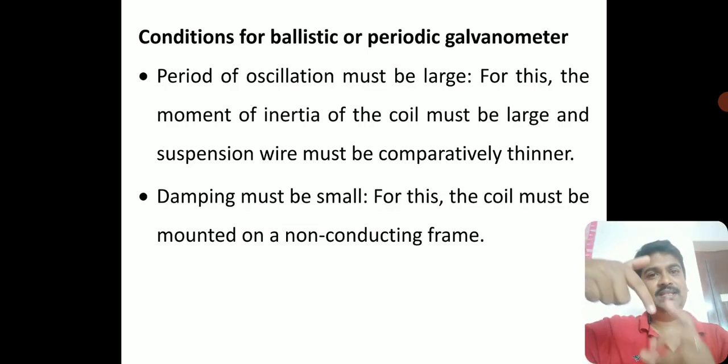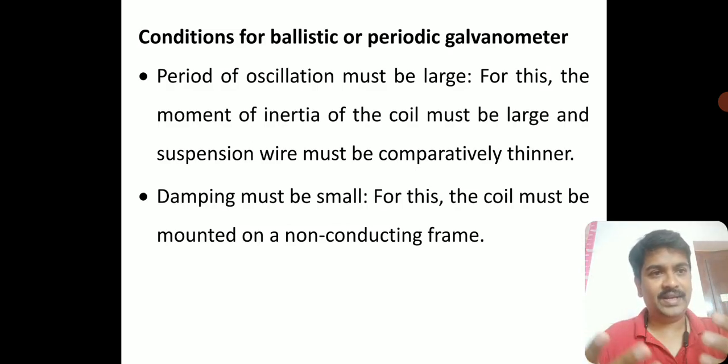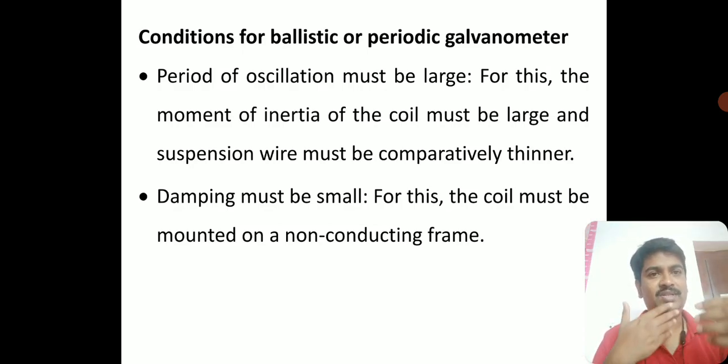And one more thing is damping has to be very small. That can be done by winding a coil on a non-conducting, non-metallic frame. If you wind a coil on a non-metallic frame, it takes longer time to stop oscillating, because there will be no eddy current, there will be no opposition for these oscillations. So damping will certainly be small if you use a non-conducting frame for the coil.